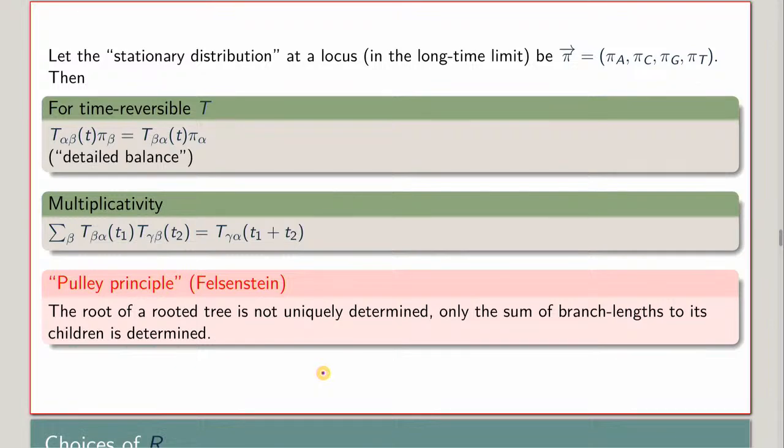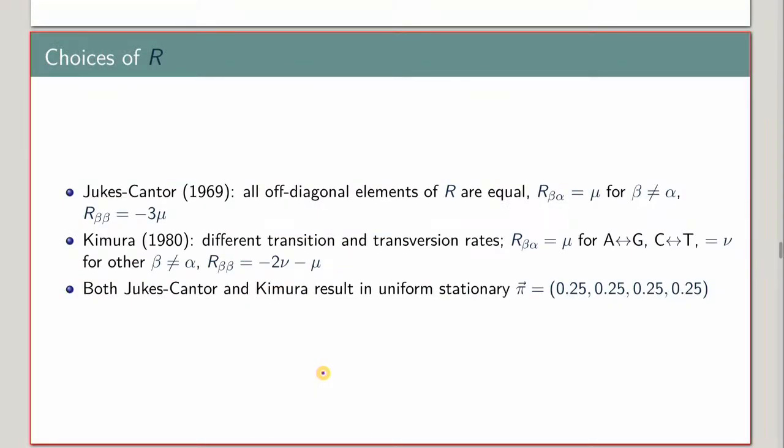So how do you decide what to pick for R? These are the most common choices. And again, from what I'm reading, some version of Jukes-Cantor is used in linguistics. Basically, this is saying all mutations are equally likely. That means all off-diagonal elements of R are equal. So R looks like mu, mu, mu, mu, mu, and so on. And the diagonal elements are minus 3 mu.